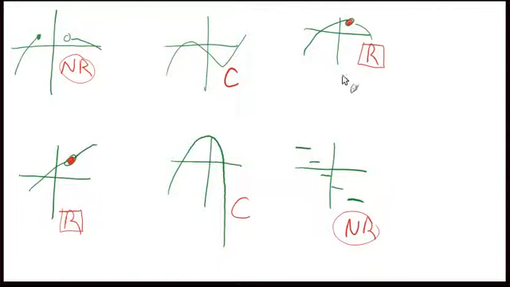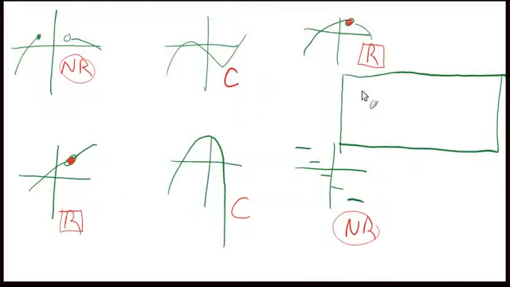Okay, so let's put over here in a box a formal definition of continuity at a point. A function f is continuous at some point c if three things are true. f of c is defined.